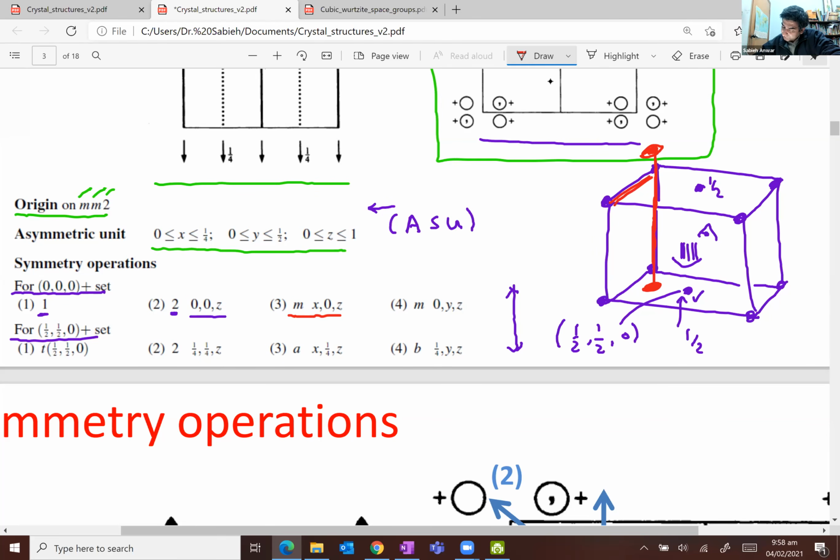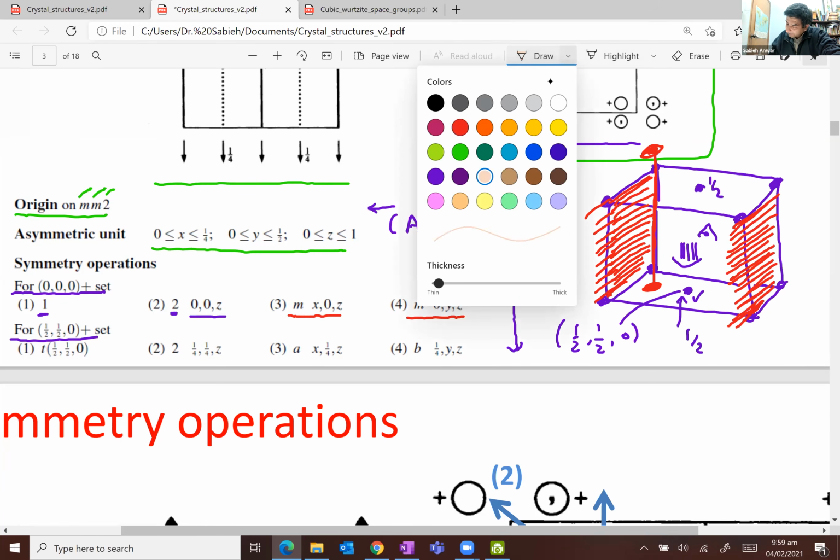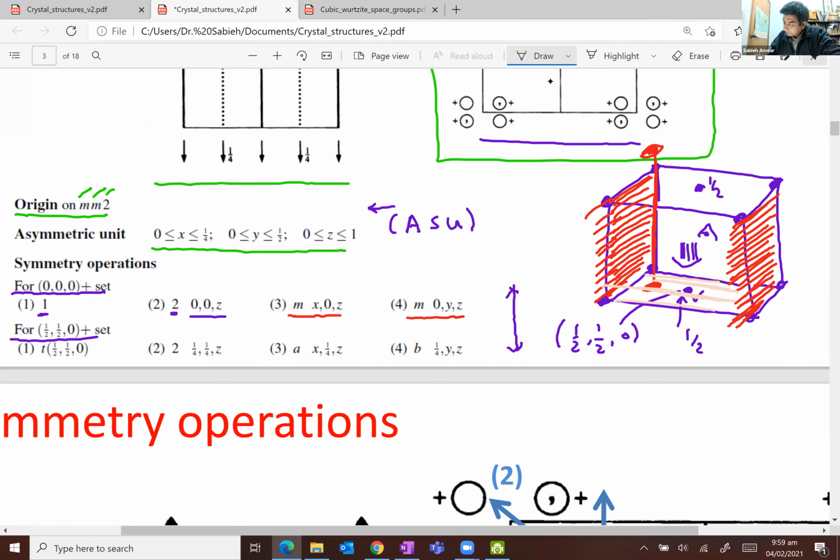So this is our m-fold rotation, m-fold rotation plane, reflection plane. And here is another reflection plane, and here is another reflection plane, which is perpendicular to the one that I've just drawn here. A reflection plane here, so inadvertently there will also be a reflection plane here. So this is a listing of all the symmetry operations relevant to the origin.